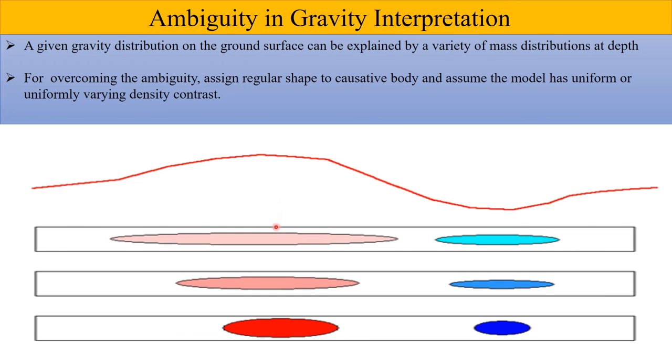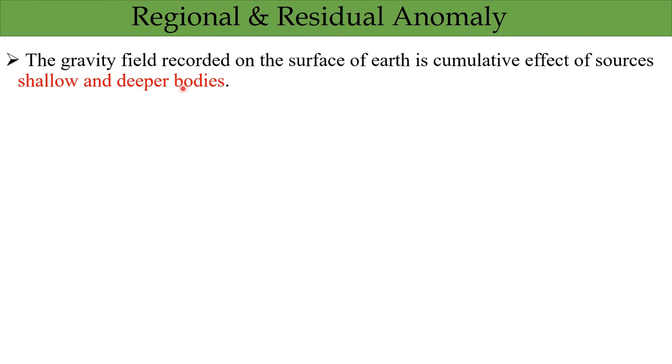Due to this ambiguity, believe me, it is extremely tough to identify which type of body is there within the subsurface. In that case, geophysics plays a huge role, and to have a clear idea of the ambiguity, we need to know about the anomalies, meaning regional and residual. What do you mean by regional? Simply, if there is a gravity field, it records an anomaly. It is a cumulative source of shallower and deeper bodies. The two types of bodies are there.